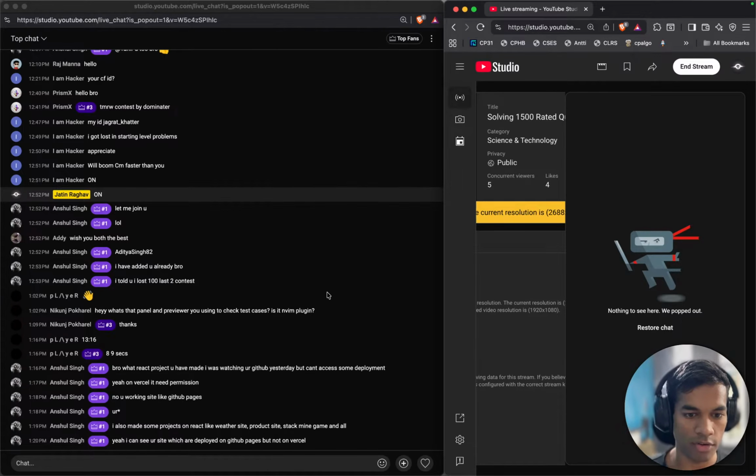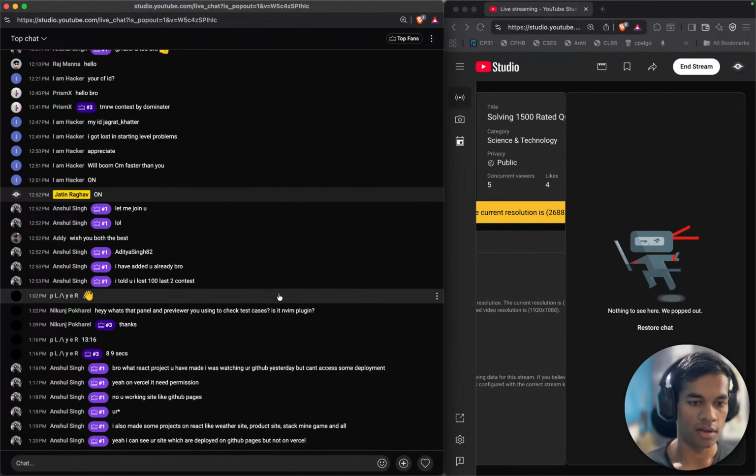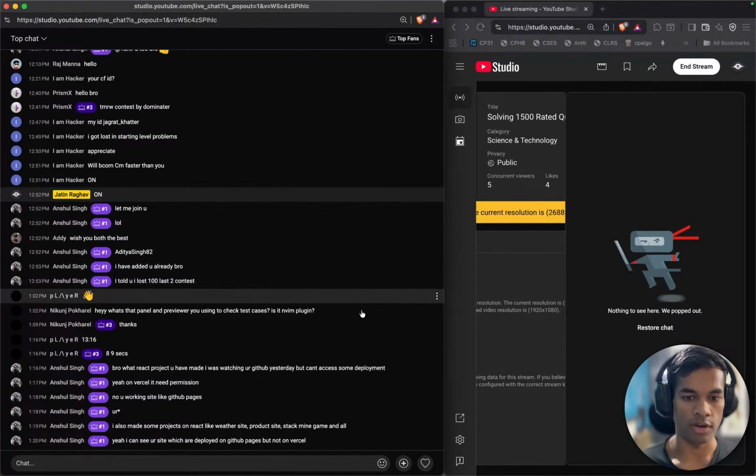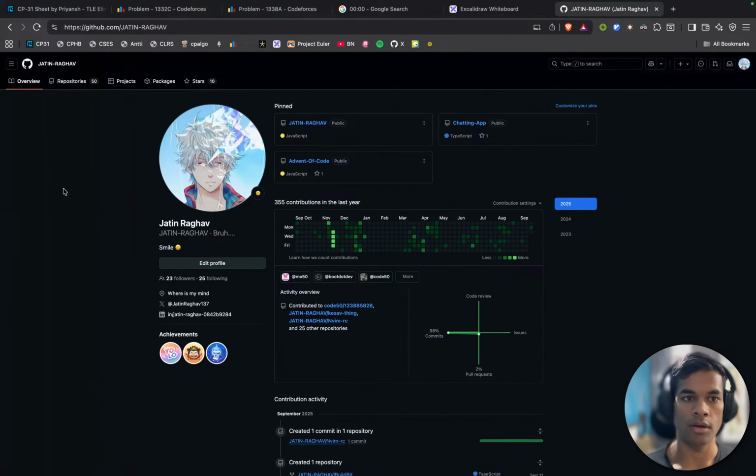I also made some projects on React, like a weather site, product site, stack mine game, and all. Stack mine is nice. Yeah, I can see your sites which are deployed on GitHub pages, but not on Vercel. Okay, you cannot see my sites.